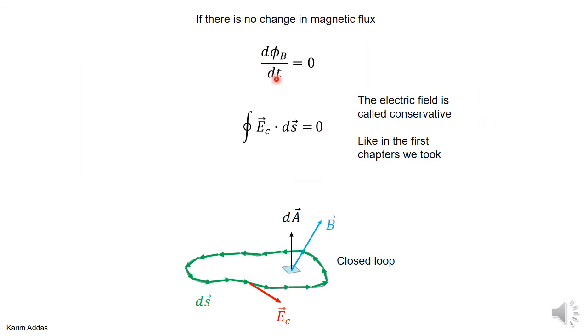So if the magnetic flux is not changing with time, then the right hand side is 0. Then in that case, the integration of E dot ds is 0, and then you have only the case where you have a conservative electric field.